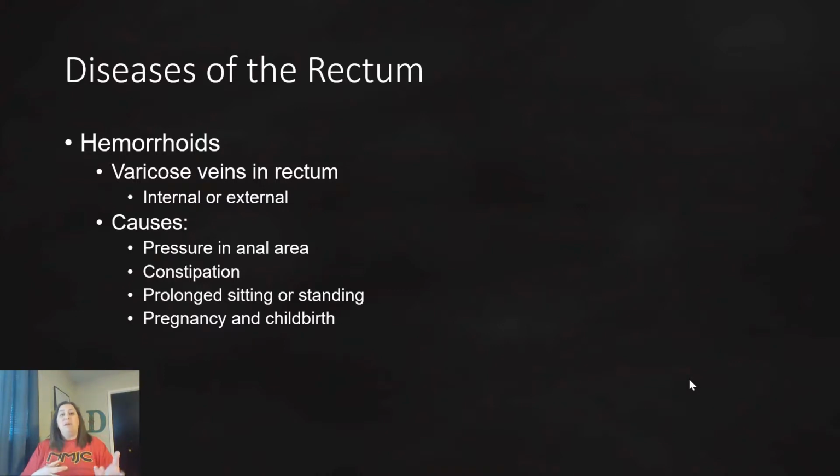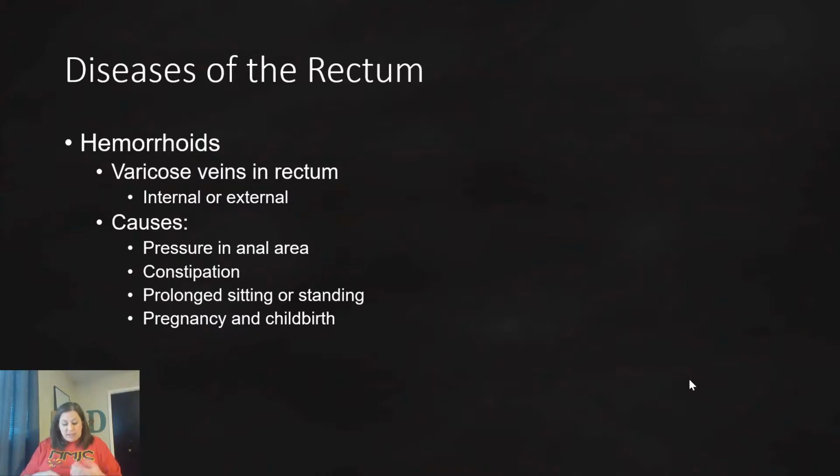They're not sending the blood back like they're supposed to, and a lot of times we see this in the legs. However, it can also occur in this area, and causes are going to be due to pressure in the anal area, just like pressure on the legs causes varicose veins to develop. Constipation, prolonged sitting or standing could increase the risk, and also pregnancy and childbirth. A lot of women who are pregnant or give birth may deal with hemorrhoids at some point during that pregnancy or after.